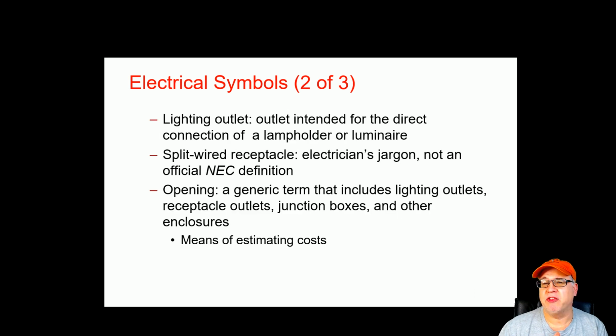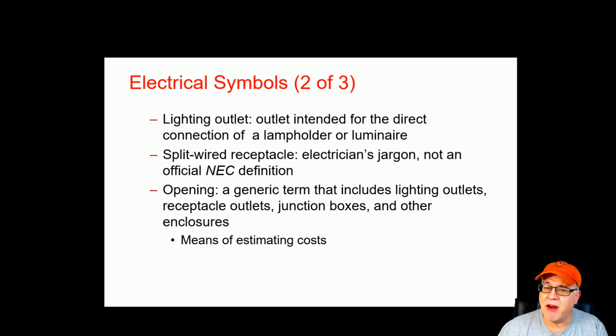Lighting outlet, as we just discussed. It's an outlet intended for the direct connection of a lamp holder or a luminaire. Now, an example of a lamp holder might be a keyless or a porcelain fixture where the lamp, or what many people refer to as a light bulb, screws into it through the screw shell. Okay, that's an example of an open lamp or open bulb. It's called a lamp holder.